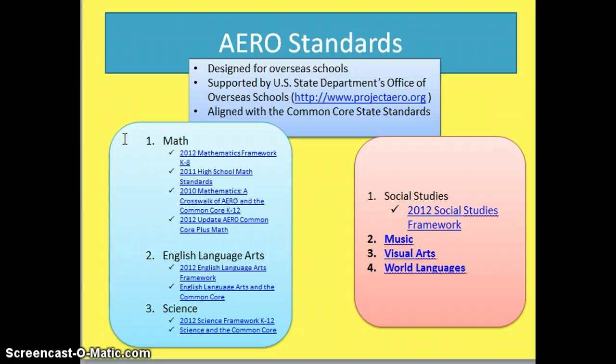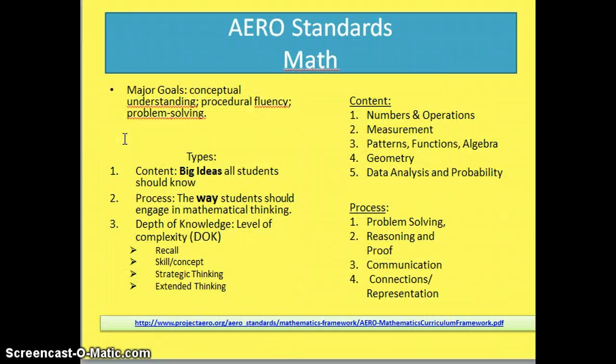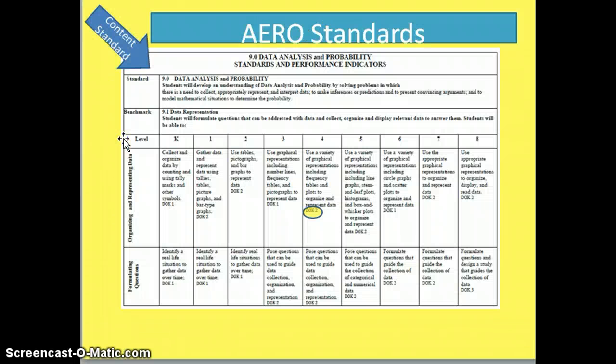So go to these links to get more information on your content area if you're teaching abroad. Here is an example, if you're teaching math, what all that looks like. And if you go into the detailed standard for your area, for example, math, and you're looking at data analysis, what does the standard look like and what are the indicators? You would look at the indicator to help you figure out how to write your content objective. Okay? So there you have AERO and Common Core.